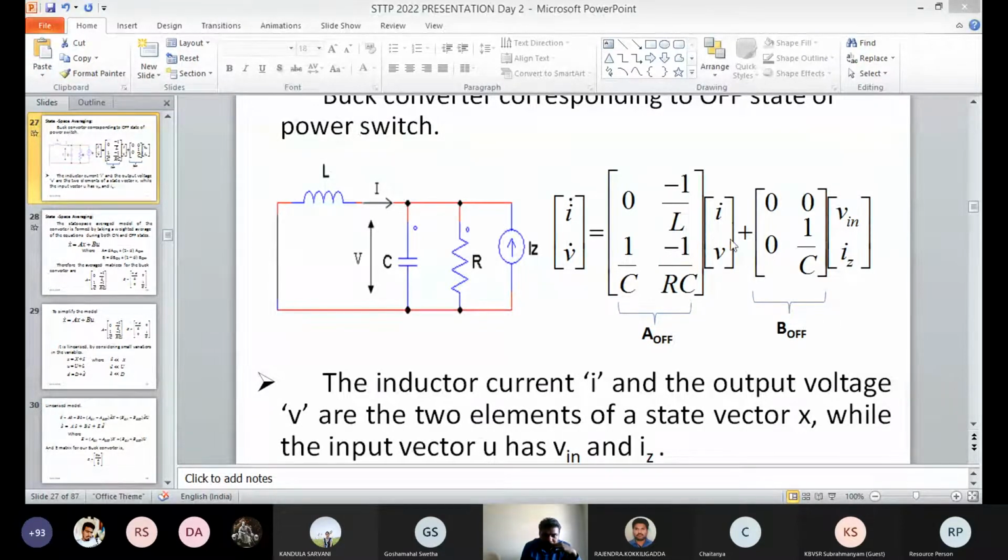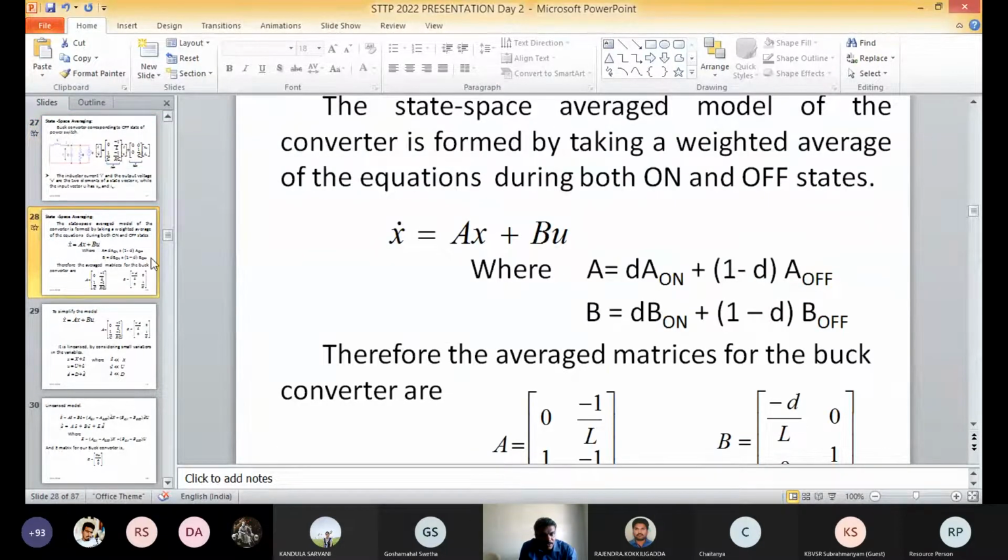The same thing we need to represent in matrix form like this, and finally we need to average both the states based on the on period and the off period. D is the on period, and 1 minus D is the off period.